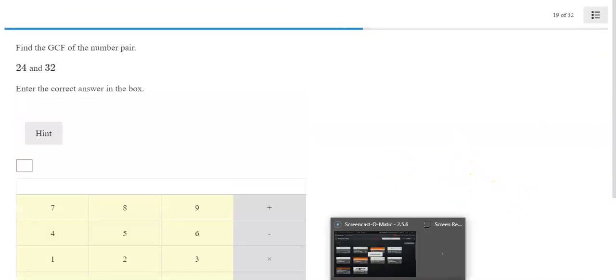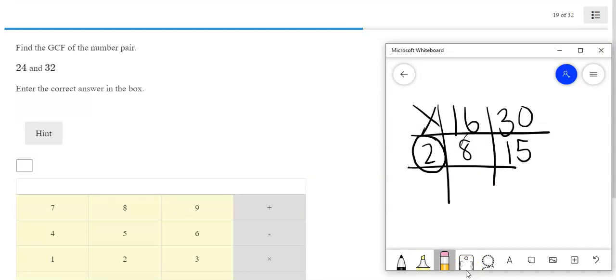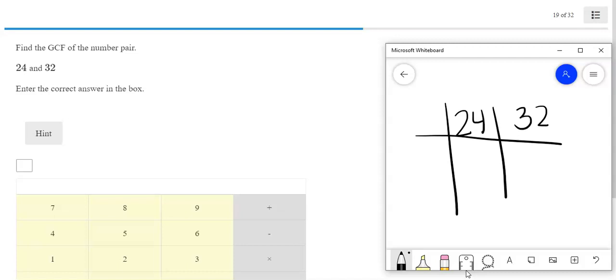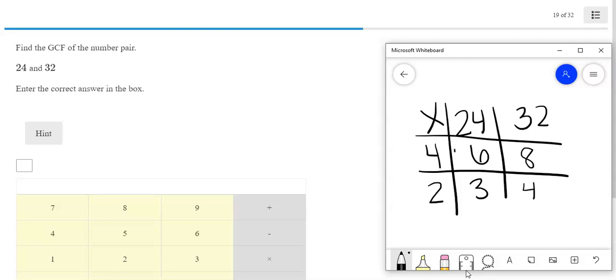24 and 32. Four times 6 is 24, and 4 times 8 is 32. Now look at our 6 and our 8. We can still take another 2 out. So 2 times 3 is 6, and 2 times 4 is 8. We're going to circle both numbers over here. 4 times 2 is 8, so 8 is our answer.